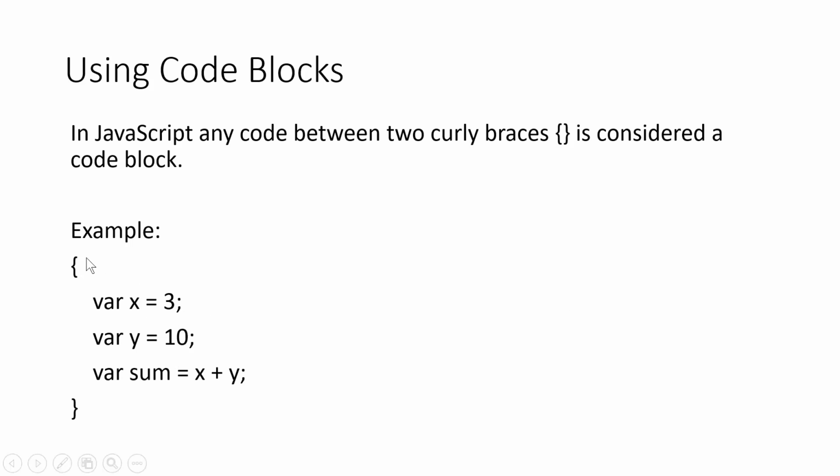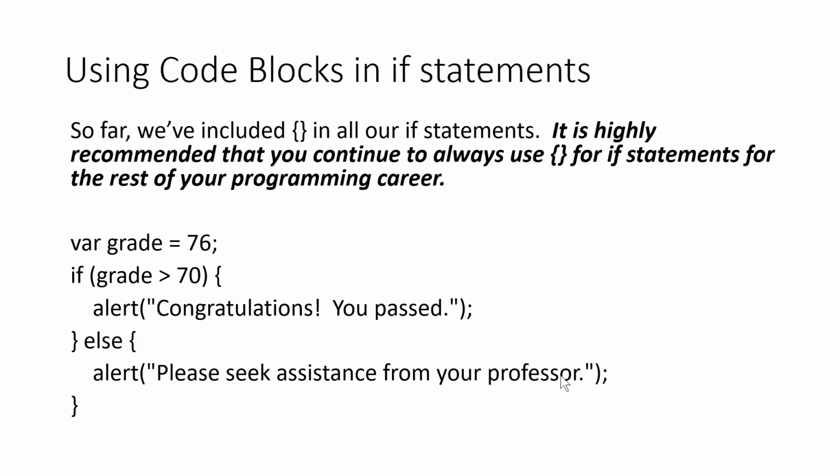So here's an example. We have an opening curly brace, some code. We're just setting some variables to some value. We're adding them up and getting a sum. There's nothing special about the code inside the block. It's just that it is within the curly braces, making it a unit of a code block.